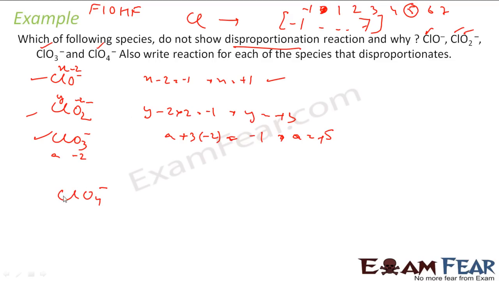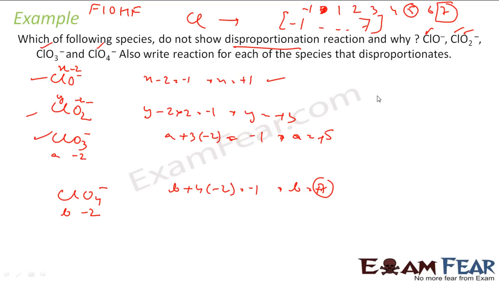Let's take ClO4 minus. Apply the formula, for oxygen that is -2. Let this be B. So B plus 4 into -2 is equal to -1. You solve for B, B is equal to +7, right? 7 is the extreme value. Since 7 is the extreme value, it won't be able to show disproportionation reaction, because it has to both oxidize and reduce. For oxidation, it has to become 8, and that is not a valid oxidation state for chlorine, right? So it won't show disproportionation reaction. Hope you understand the logic, right?